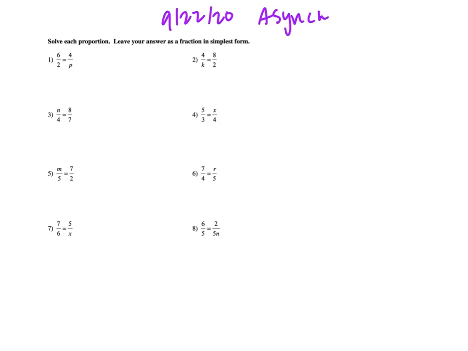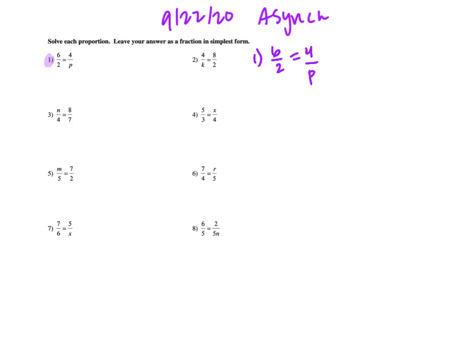Okay, so proportions. I did the first one in our Jamboard, and my idea was to show you again. I'm not going to have space, you should know that by now. 6 divided by 2 is a number, by the way. I just want to say that out loud.